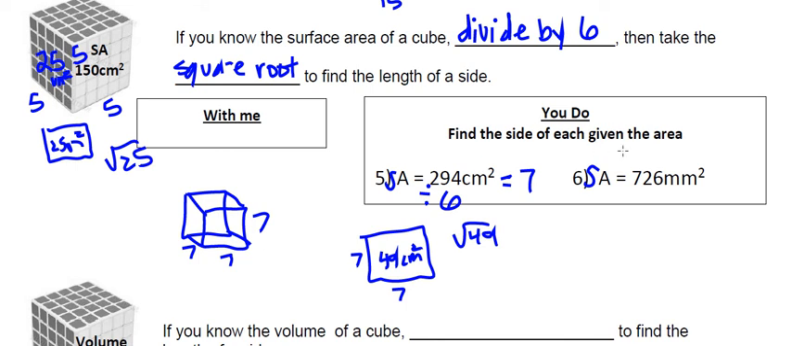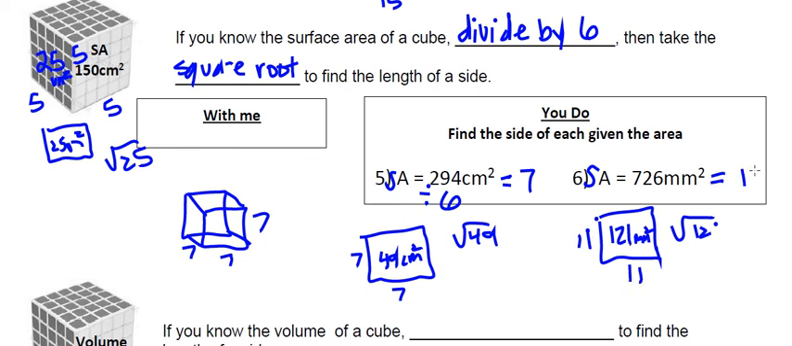So now we're going to look at this last one. We have a surface area of 276 millimeters squared. Remember, surface area is saying that I have 6 squares together that have that area. So if I take that total surface area and divide it by 6, splitting it up into its 6 pieces, this gives me that each one of the squares has an area of 121 millimeters squared. If I've got 121 as the area, I take the square root of 121 and I get 11. So each one of my side lengths there would be 11.